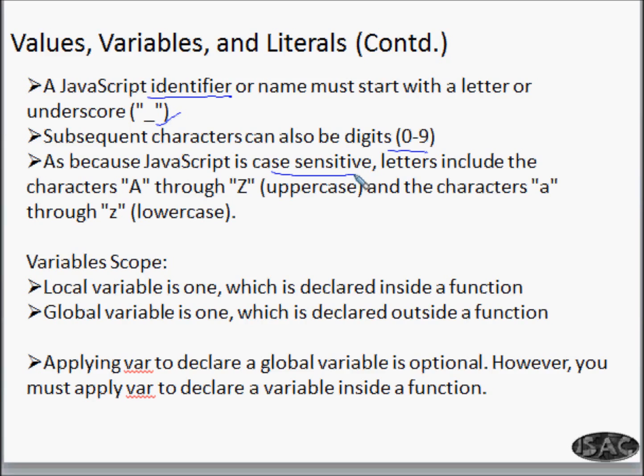And variable scope: the variable you have declared could be local or global. If you declare it inside the function, it is local. If it is outside, it is global. Applying the var keyword to declare a global variable is optional. If you declare a variable outside the function and don't say var, it is fine, not a problem. But once you write a variable inside the function, you must say var, the variable name, and the value.